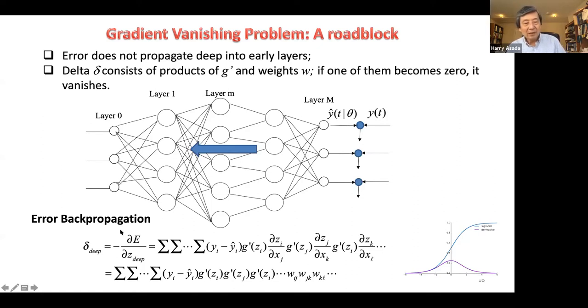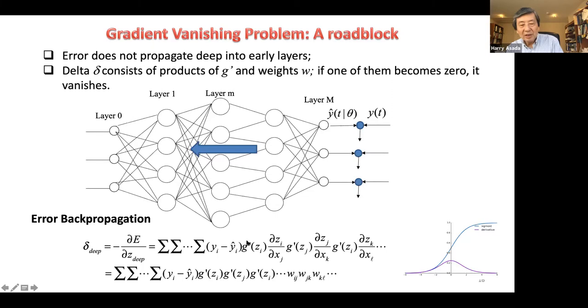But let's look at how the delta is computed. There's a very effective sequential computational algorithm, so we thought that it's very simple. However, if you plug in everything, let's say delta in a very deep part, the definition of delta deep is minus partial E over partial z deep, right? And if you plug in all the recursive formulas to write this one explicitly, then you see lots of summations and also lots of multiplications.